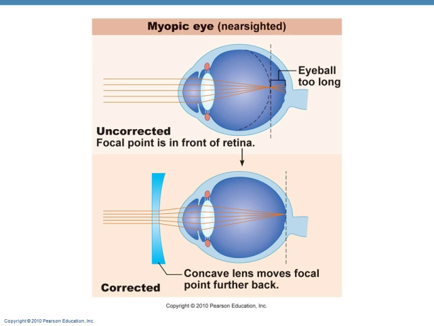Maybe it's shaped like a football instead of a basketball. Can all that accommodation I do get that focal point to where it needs to go? No. It happens too close, before where it needs to go. So everything's kind of what? Blurry. You are myopic, or nearsighted, if that's the case.